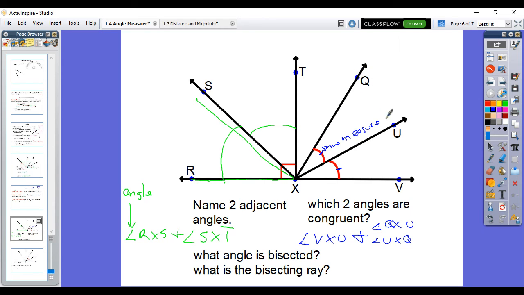You can't say QUX or UQX. That's improper and really just weird. Come on now.